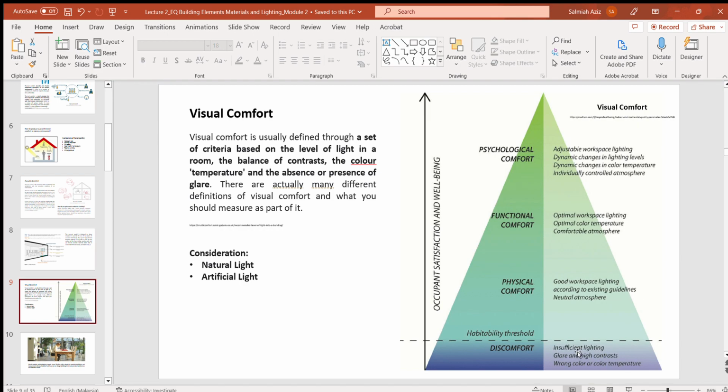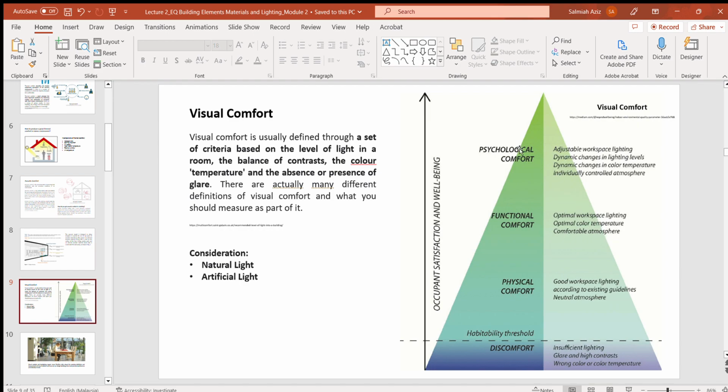If you look at this pyramid diagram here, this is how we could achieve good visual comfort. So this is occupant satisfaction and well-being. If you look at it in terms of discomfort: insufficient lighting, glare and high contrast, wrong color or color temperature, the habitability threshold. Physical comfort: good workspace lighting according to existing guidelines, and also a neutral atmosphere. So the color of light should give a neutral atmosphere. And optimal, this is functional comfort: optimal workspace lighting, optimal color temperature, and also a comfortable atmosphere.